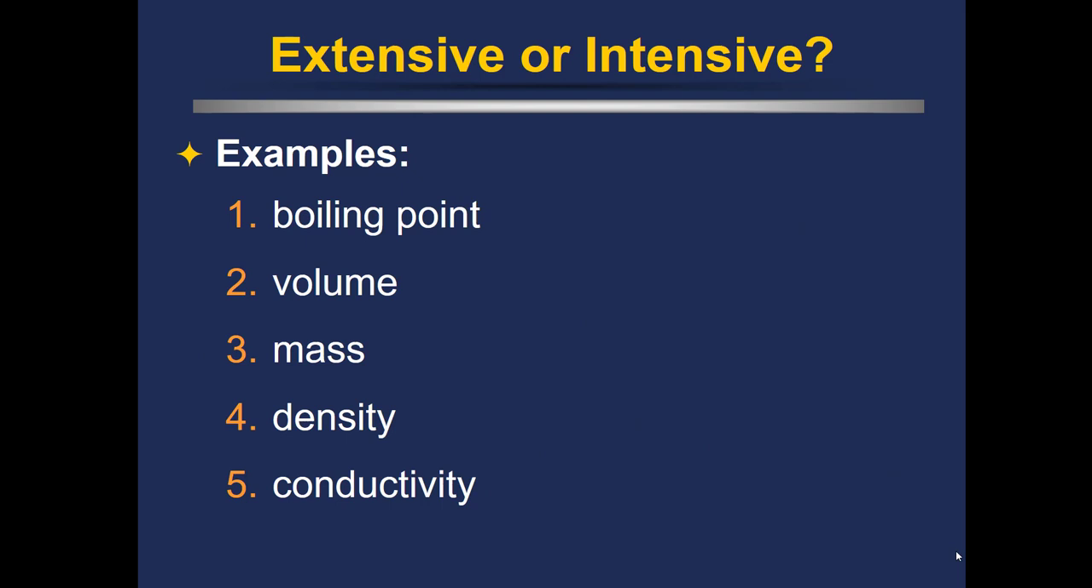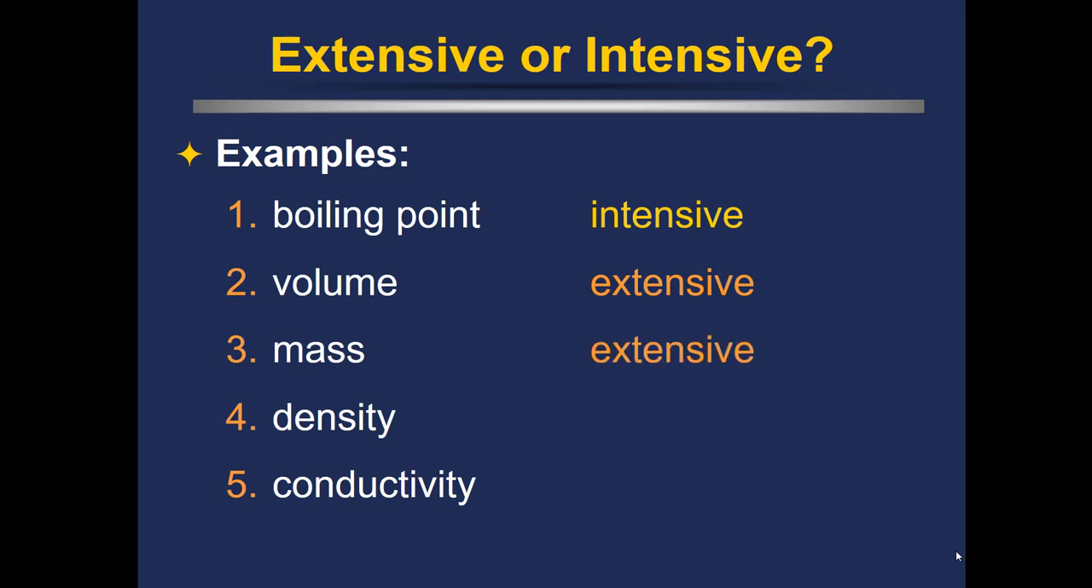So let's look at these examples. Go ahead and stop the video and figure out if these physical properties are extensive or intensive. Okay, we're back now. So in the first one, boiling point, this is an intensive property, just like freezing point. The amount is not important. Volume, this is an extensive property. So you can have small volumes, large volumes. So that is an extensive physical property.